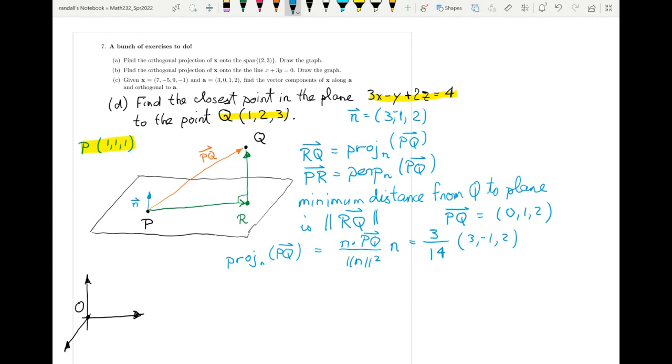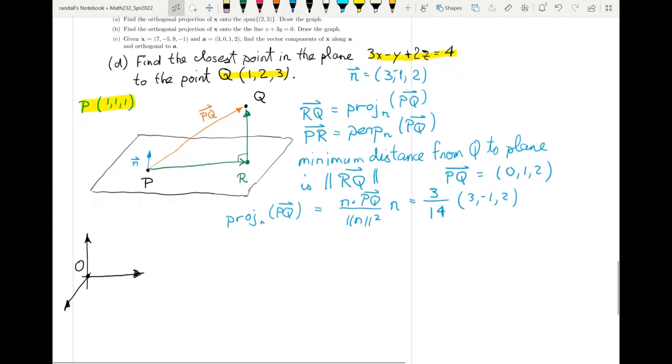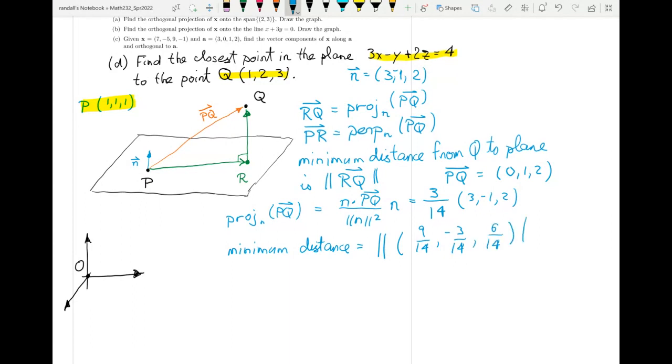So the norm of that, the minimum distance, is the norm of this vector. Okay, so 9 over 14, minus 3 over 14, 6 over 14. I'll compute the norm of that vector. That would be the minimum distance.